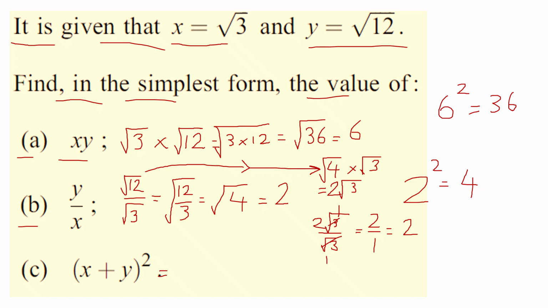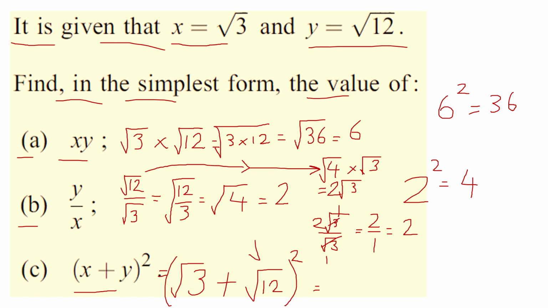Finally, guys, part C, we're going to use this bit here in a second. x plus y all squared, that'll be root 3 plus root 12, all squared. Now, I'm going to be very careful here, guys. Unfortunately, I can't just add them together. I have to have what we call like terms. So these are not actually like terms. They are both surds, but they're not like term surds.